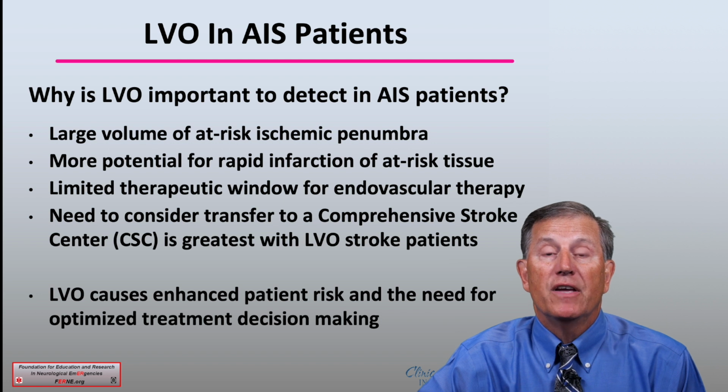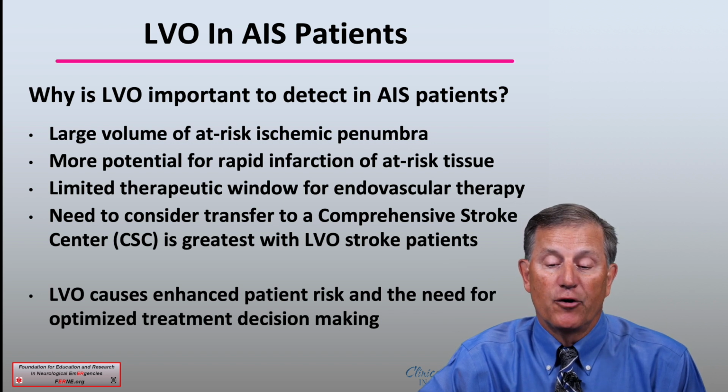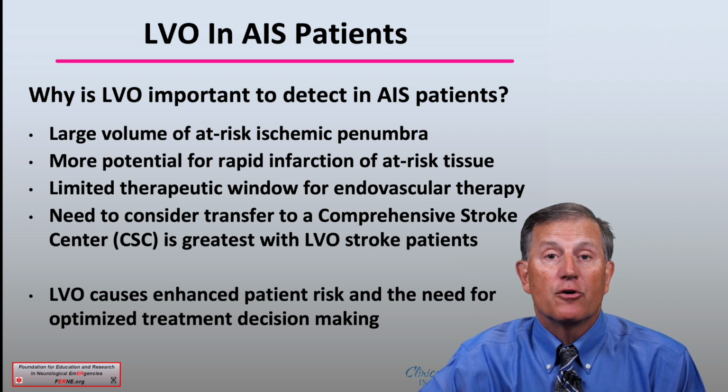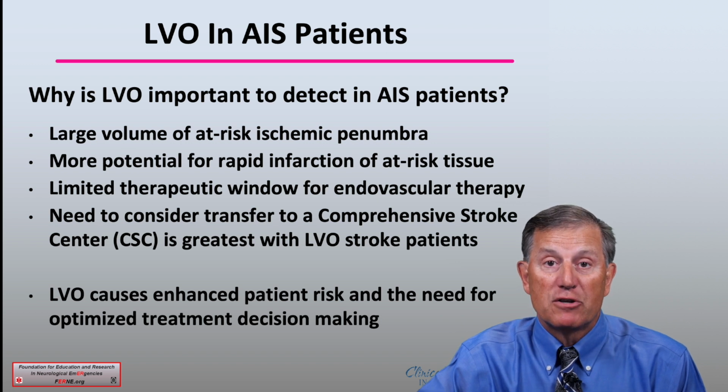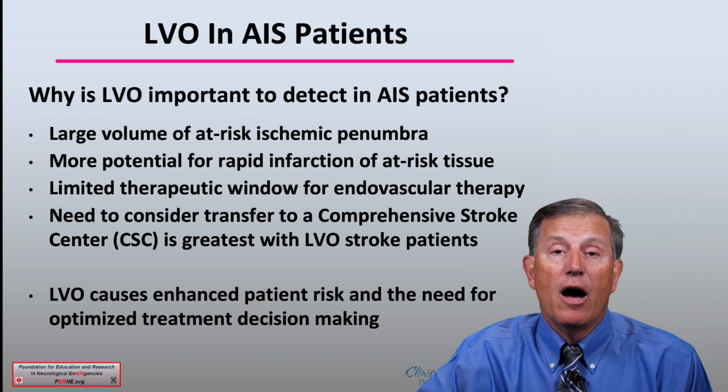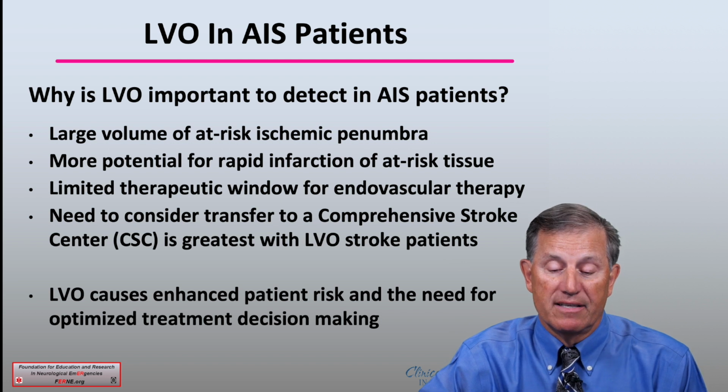And with patients with LVOs, we need to consider transfer to a comprehensive stroke center because in centers that do not have the ability to go to the IR suite and provide endovascular therapies, it is necessary to rapidly get these patients transferred and to coordinate the planned EVT therapies, especially for patients with large vessel occlusions. So in summary, LVOs cause enhanced patient risk and the need for optimized treatment decision making, which could include transfer of patients to a comprehensive stroke center.